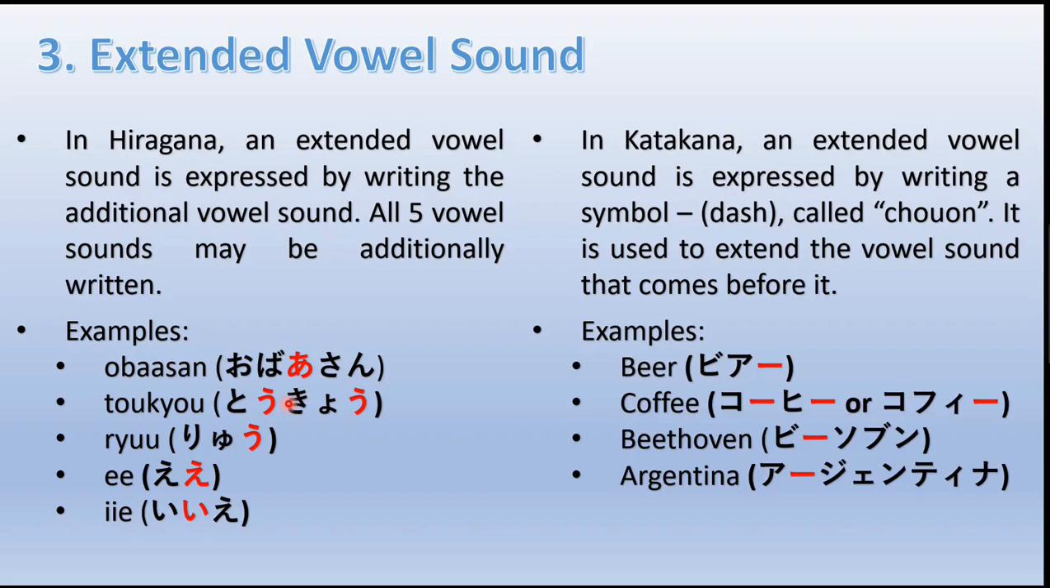sounds. So these are a few examples: beer, coffee, Beethoven, and Argentina. You can see that wherever the extended vowel is needed, this dash sign has been used. Don't worry about how these words have been written in katakana, because these are also guided by some rules which we shall be discussing later in this lesson. For the time being, just keep this in mind: to write an extended vowel sound in katakana, we use this dash symbol, unlike hiragana where each of the 5 vowel alphabets are written.